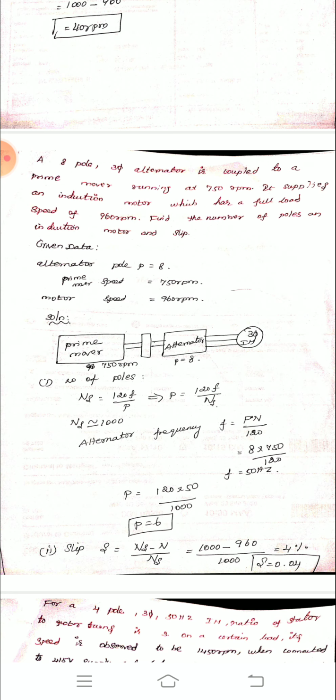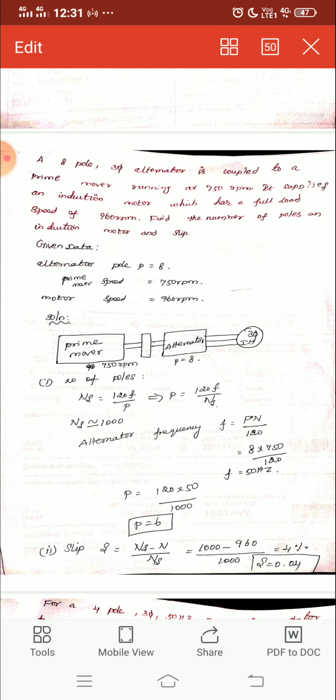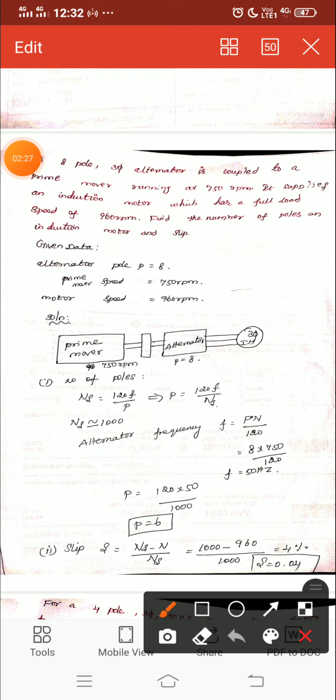So already we know P is equal to 120 F by Ns. So Ns is approximately equal to 1000 because the speed of the prime mover is 750 rpm. So we assume Ns is equal to 1000. So substitute the value, we get P is equal to 6. Next we find the slip. We know slip S is equal to Ns minus N divided by Ns. So substitute the value, we get 4%, or S is equal to 0.04.